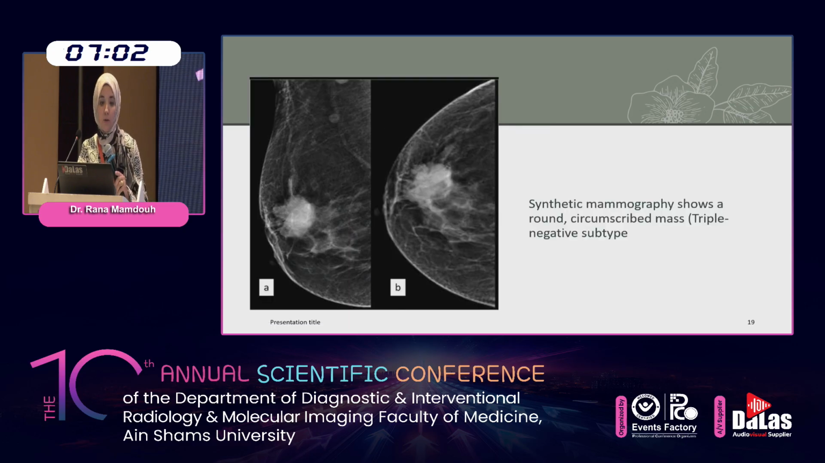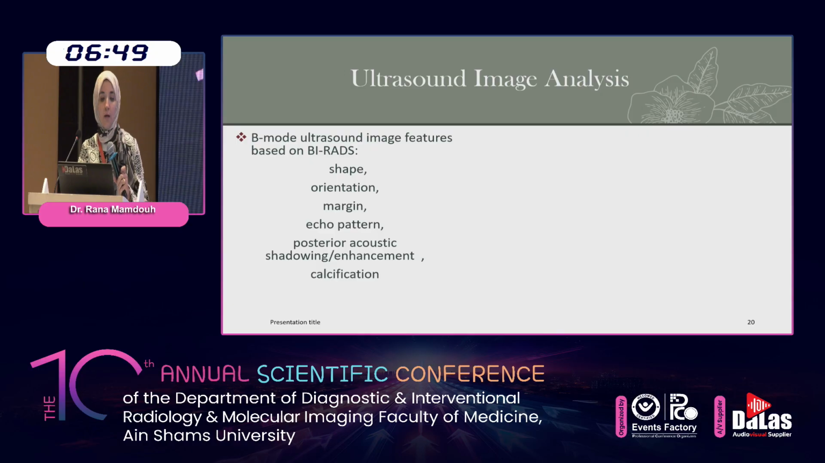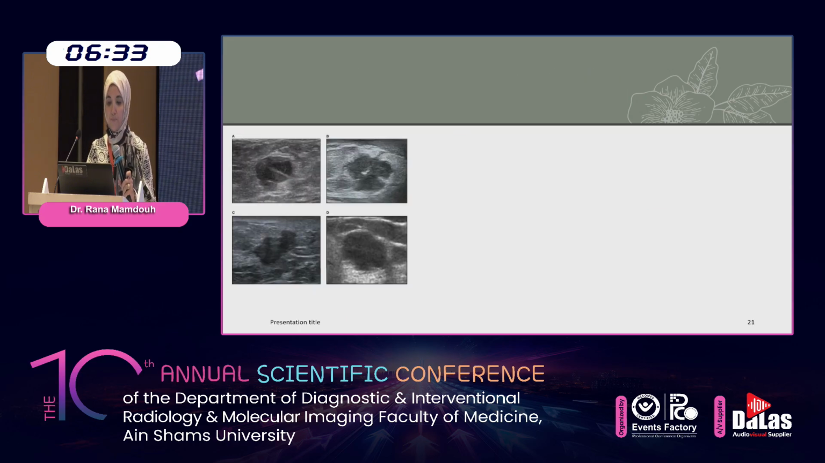This is an example for a triple negative case: a well circumscribed, rounded mass with no evidence of any microcalcification. The second modality is ultrasound. On B-mode ultrasound, we comment on the shape, orientation, margin, echo pattern, posterior acoustic shadowing or enhancement, and calcification. You can also use contrast enhanced ultrasound or real-time elastography to comment on the enhancement pattern and the stiffness.